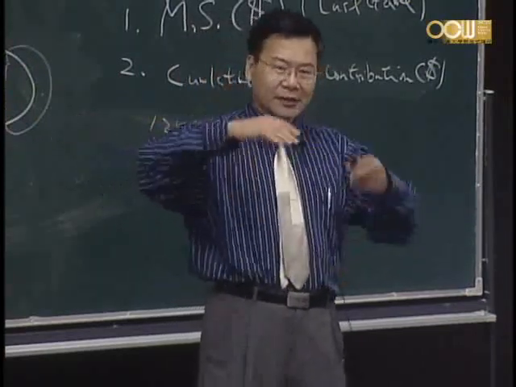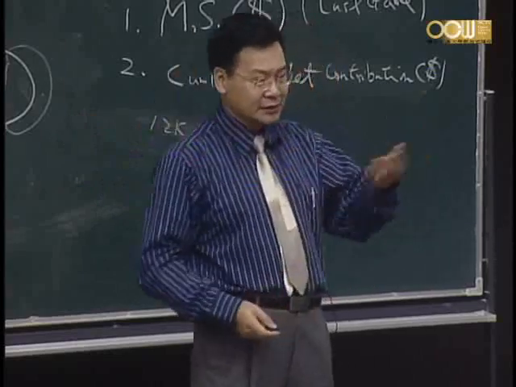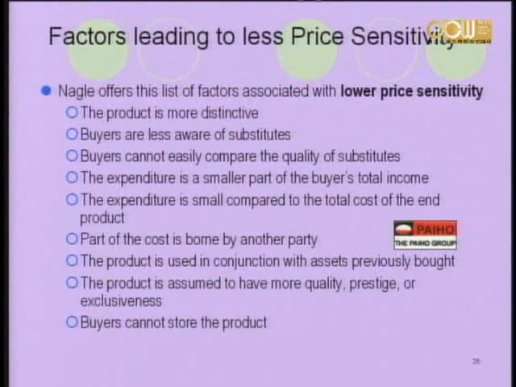So what I try to say is, yes, they do have a lot of detailed things behind that. It's not just that I charge a high price. And this is a good example here. The expenditure is a small part compared to the end product. So yes, people are willing to pay the high price. Part of the cost is borne by another party. Product used in conjunction with SS Specialist Board. So this is another strategy.